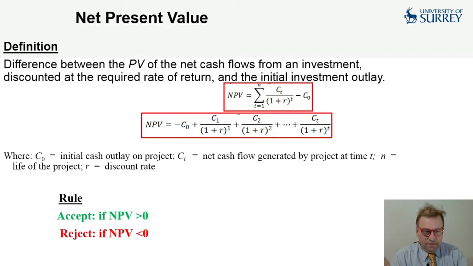We accept if net present value is bigger than 0, and we reject if net present value is lower than 0. Having said that, I'm now just coming to the 3 projects. Just don't worry about this very complicated formula.